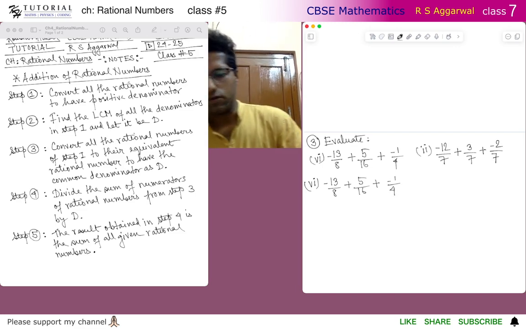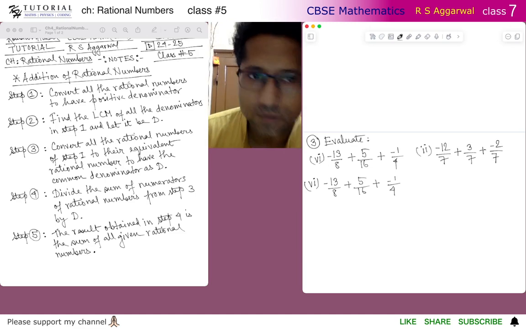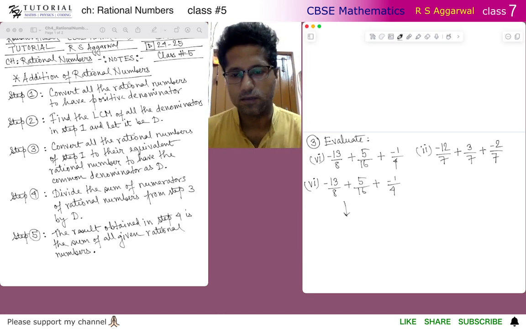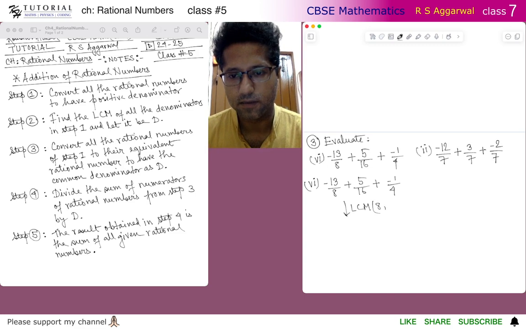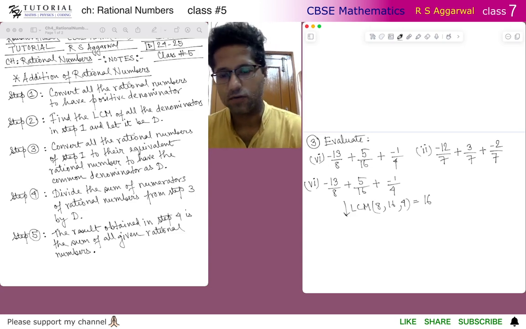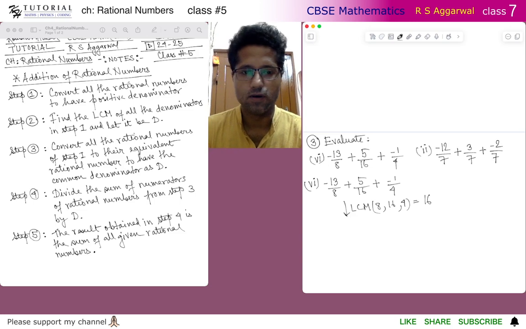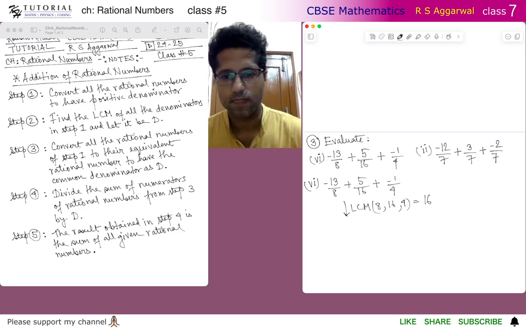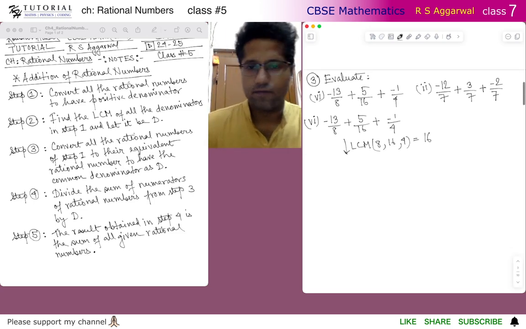All the denominators are positive, so we need not do step 1. The denominators are different, so we have to find the LCM of all the denominators, that is LCM of 8, 16 and 4, which is clearly 16. I am not showing the calculation of finding the LCM. I hope you know well how to find the LCM of some natural numbers. So we have found the LCM as 16.